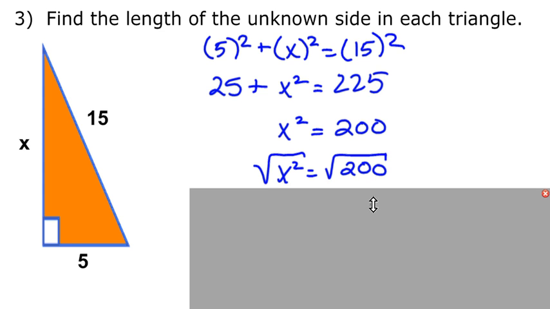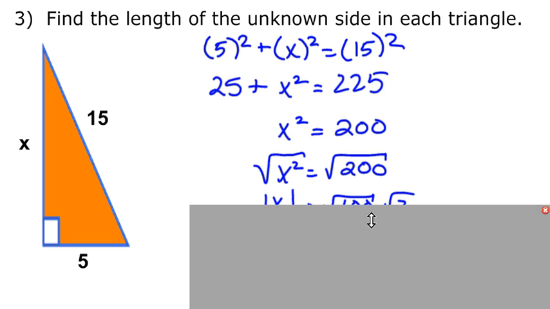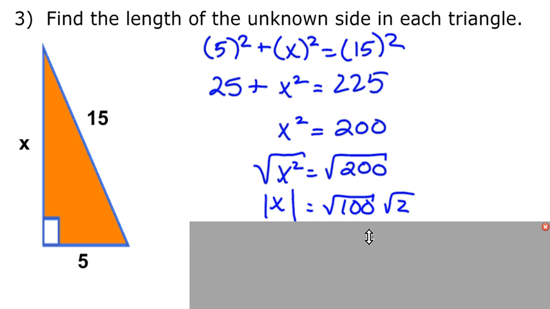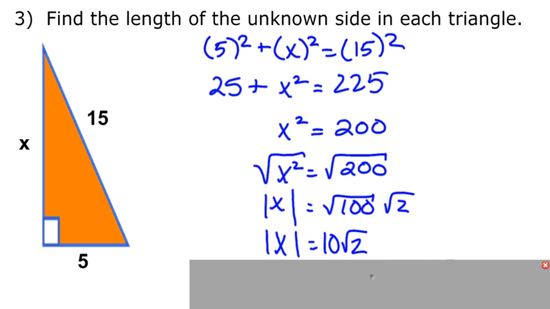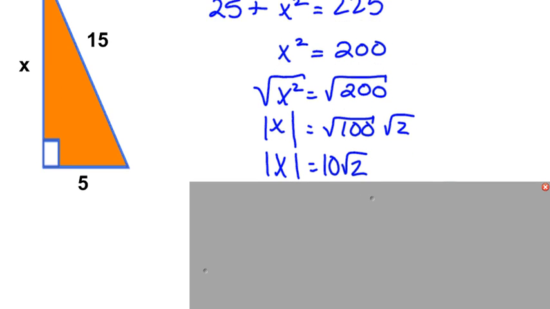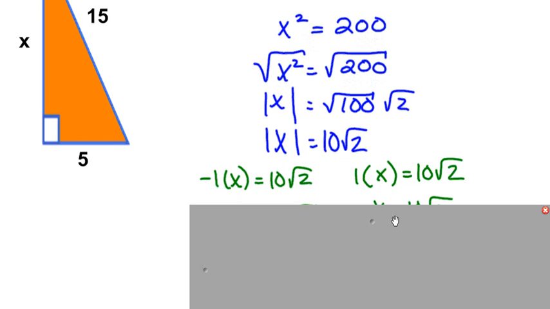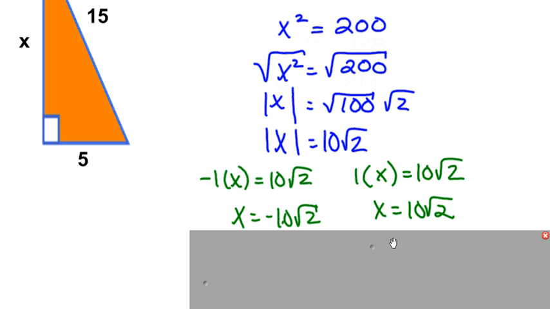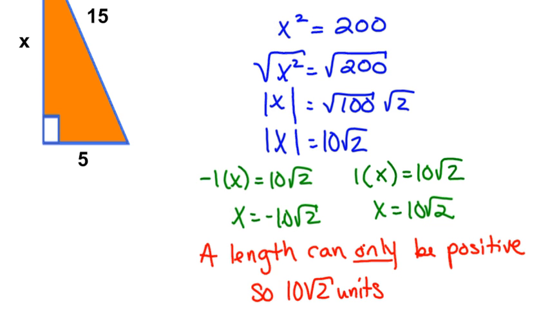The square root of x squared is your absolute value of x, and the square root of 200 has a perfect square factor of 100, and then 2. So this would simplify to 10 square roots of 2. Again, go left and right your distance from 0, and see which of these will apply for your triangle. We can't have a negative distance, therefore our side length is going to be 10 square root of 2 units.